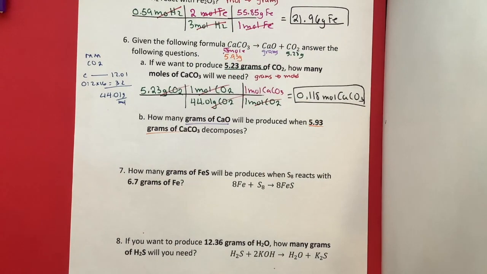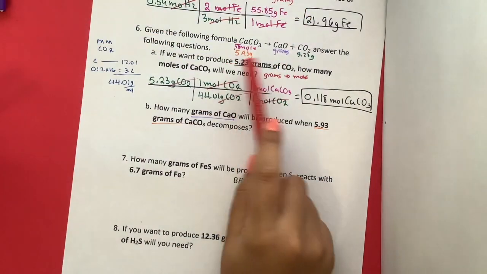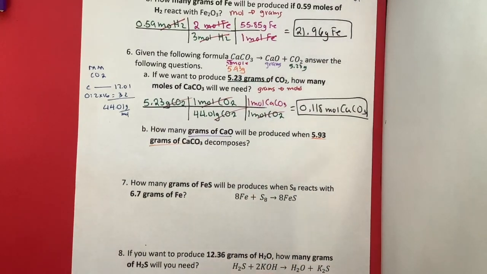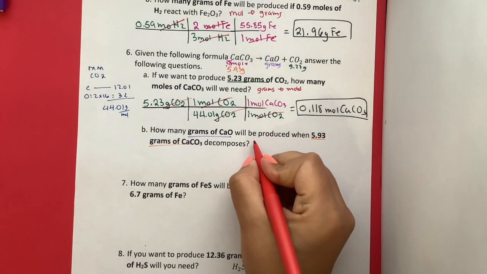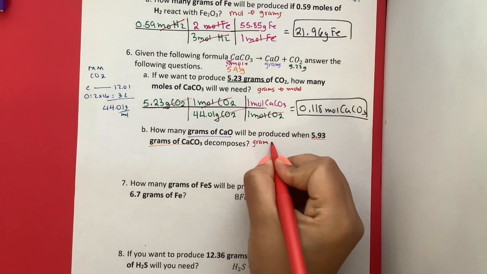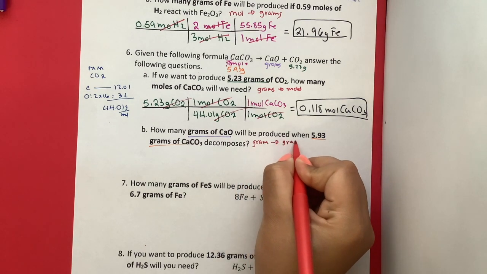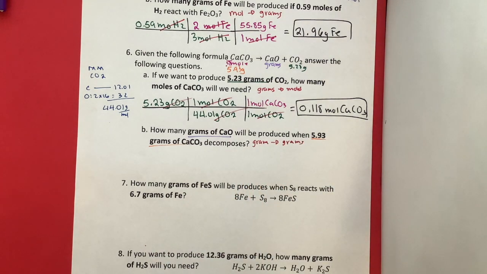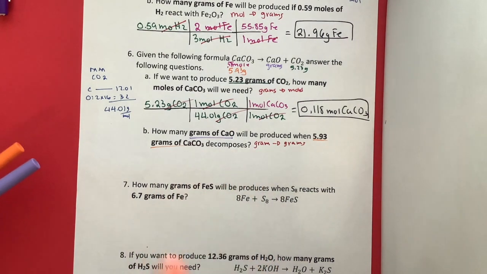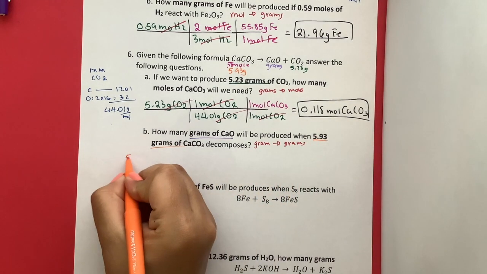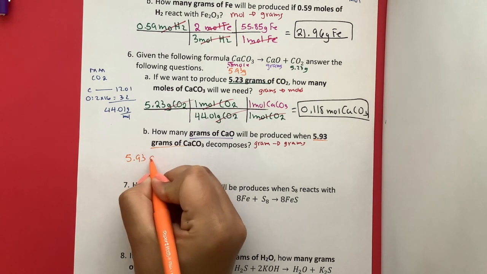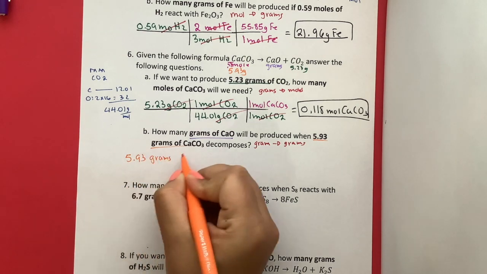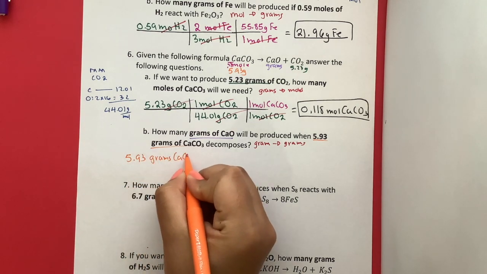Okay, so now in this question, I did a different color so you can see the difference. The information is given to us in grams, and they're asking us for grams of another compound. This is going to be the longest type of problem because I need to do molar mass twice and the molar ratio. Okay, so first I'm going to write what was given to me in the problem: 5.93 grams of CaCO3.